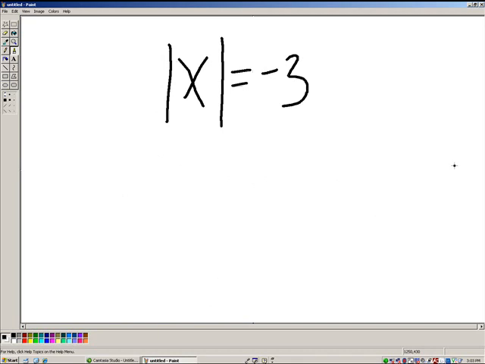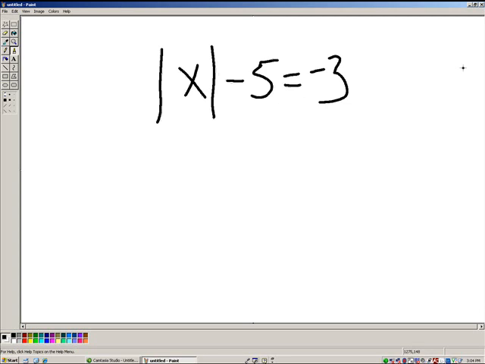If you ever see a problem like this, where the absolute value of x equals negative 3, you're done. Absolute value of x cannot be negative 3 because the absolute value of a number is always positive. But don't be too quick to jump to that conclusion.